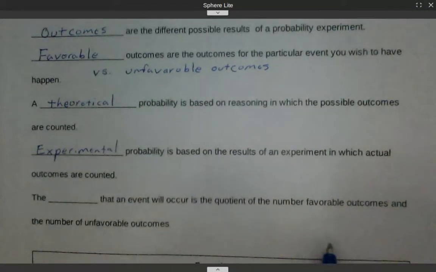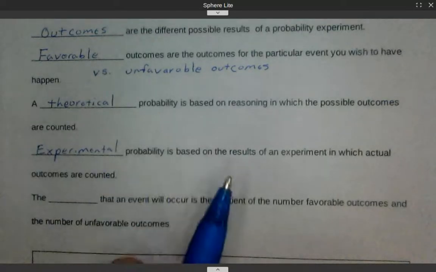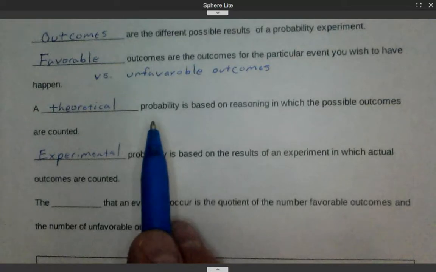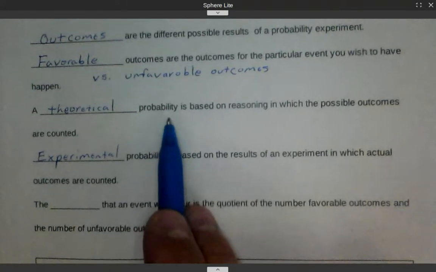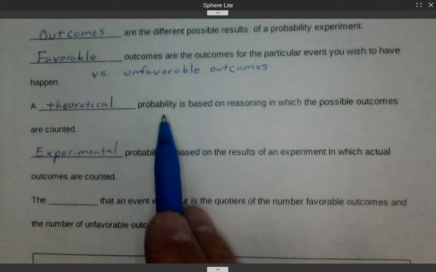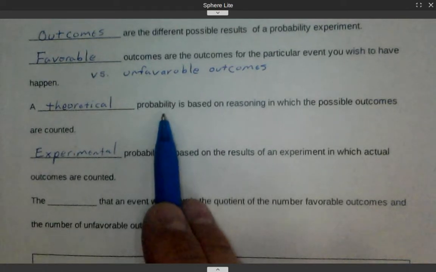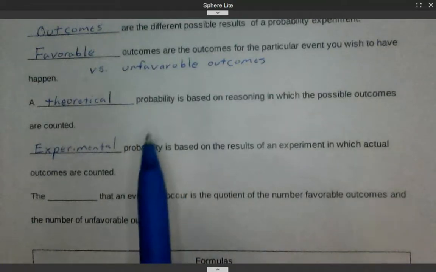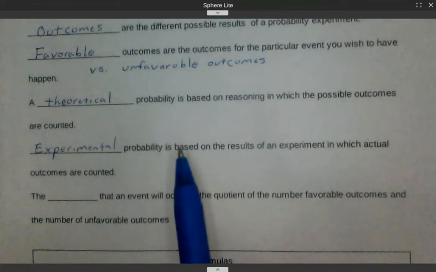For example, if you flip a coin one time, what's the probability that you're going to get a heads? It's going to be 50%. You're going to have a 50-50 chance of getting a heads if you just throw it. That's the theoretical. Experimental is actually if we toss it.